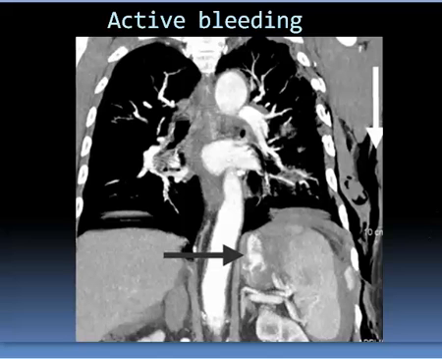There is definite active bleeding seen here, there, and here, with shattered spleen and intraperitoneal bleeding. This is reconstruction coronal. Don't forget that there is air distributed underneath the skin, denoting surgical emphysema.